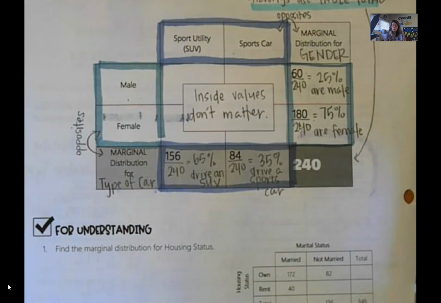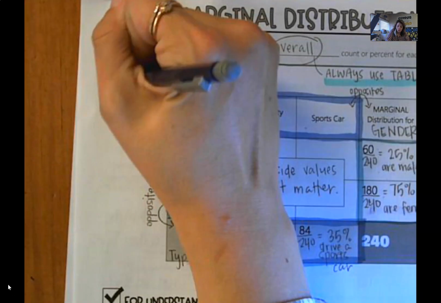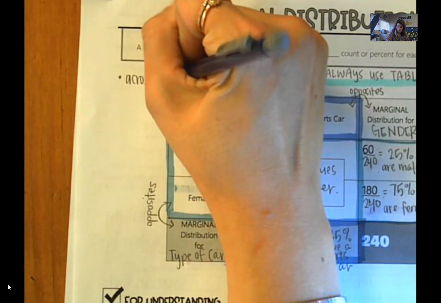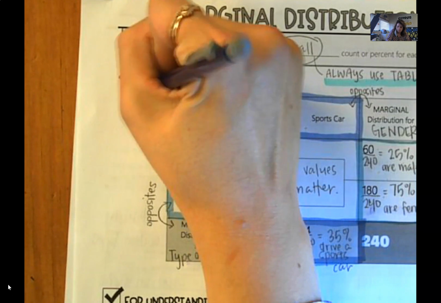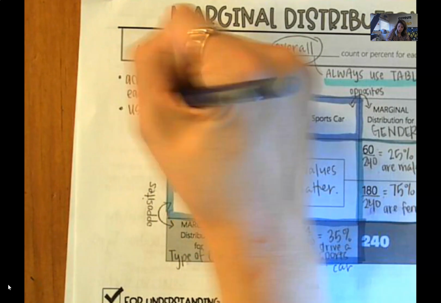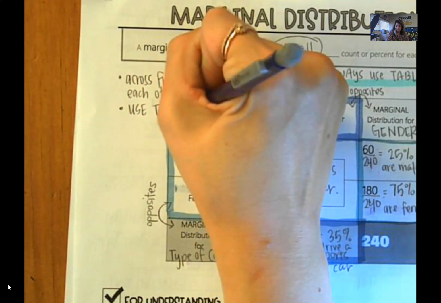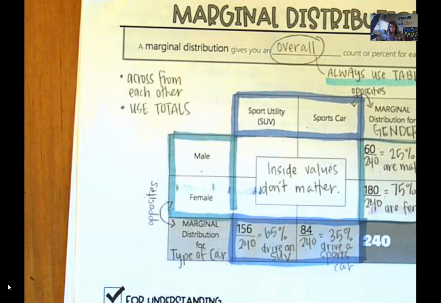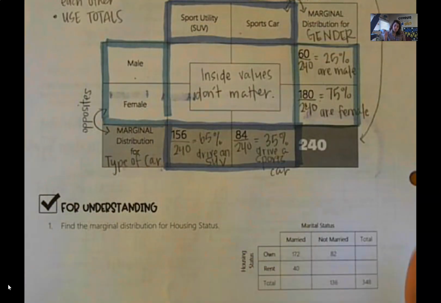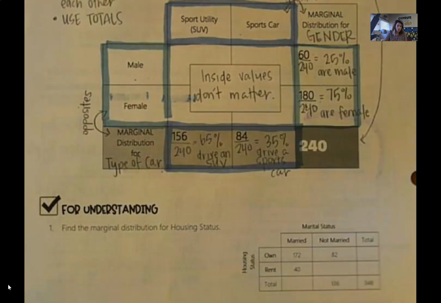So I'm going to say that one more time. And maybe I'll write two bullet points here. Marginal distributions are always across from each other, and you always use totals. Okay, now that we've gone through all of that, hopefully, because that's a lot of information to give you at once, hopefully once we do these two problems, it doesn't seem overwhelming.